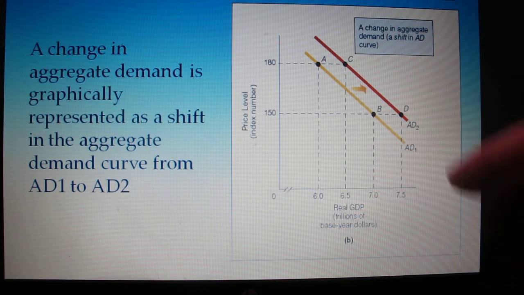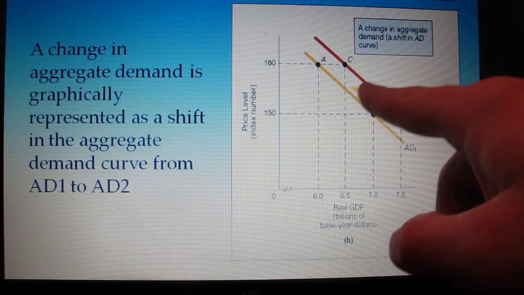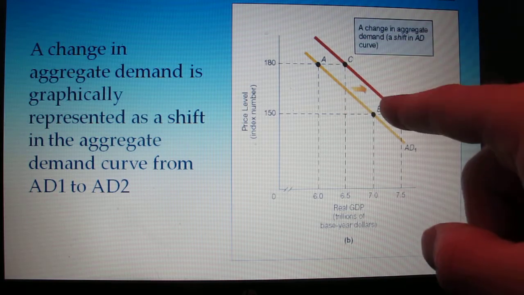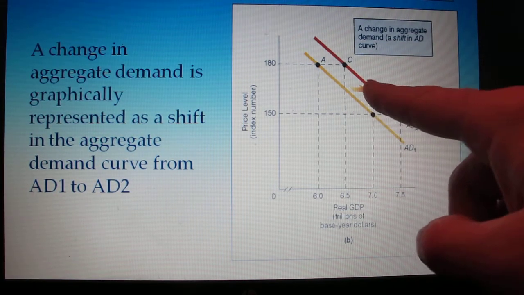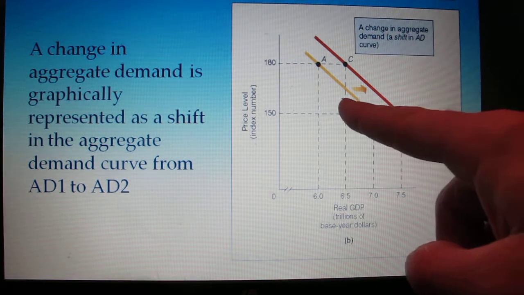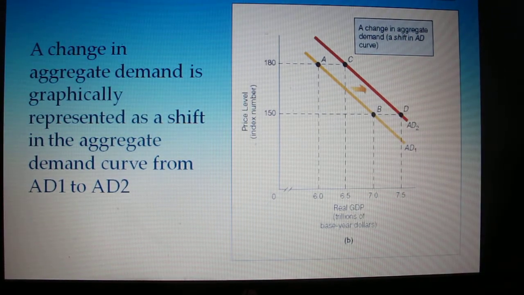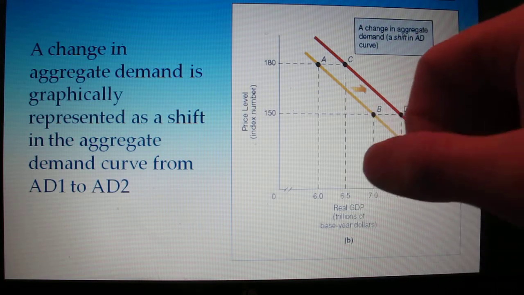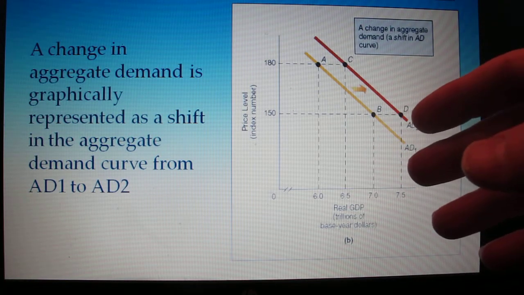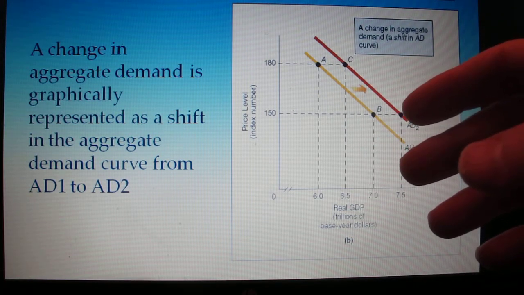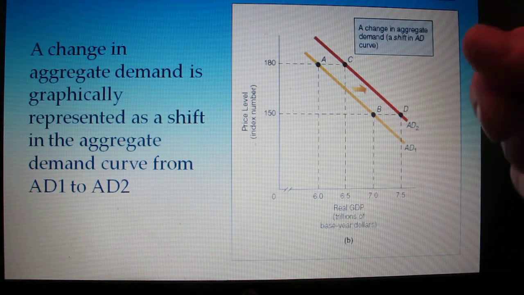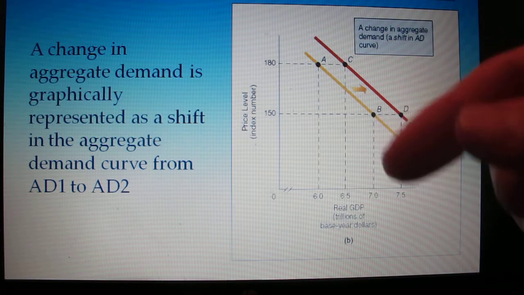A change in aggregate demand, or a shift in this curve, is different. So price level will not create a change in aggregate demand or a shift in the aggregate demand curve. The aggregate demand curve shifting is the exact same as we covered in chapter 3. When it increases, it moves to the right. When it decreases, it moves to the left.